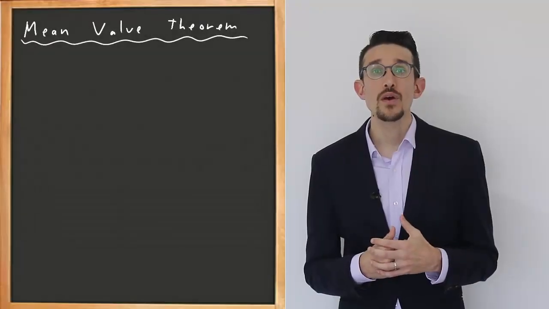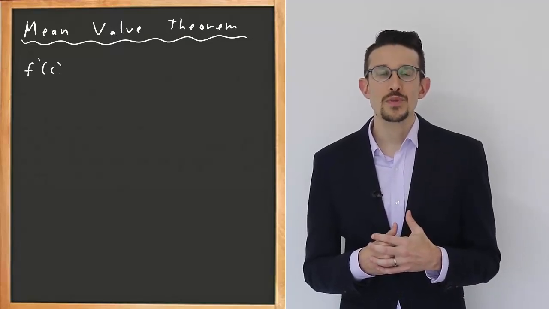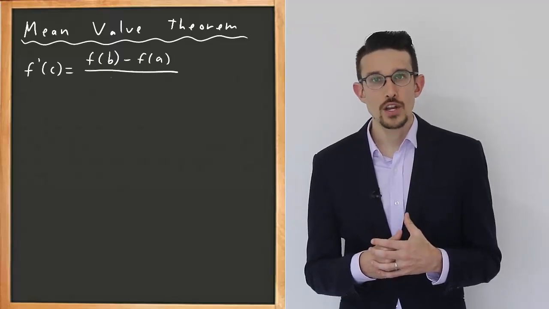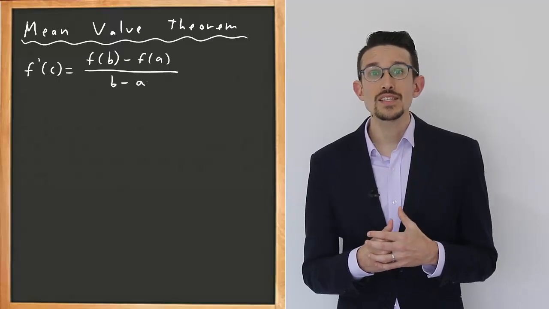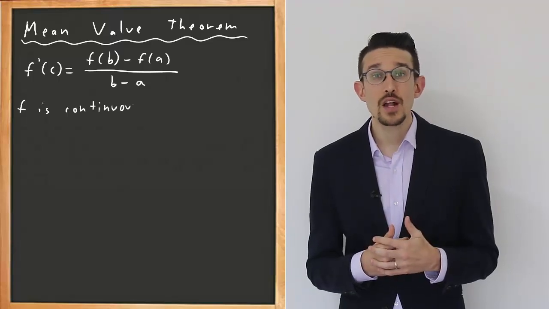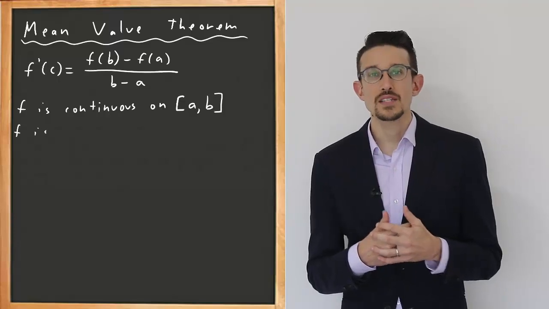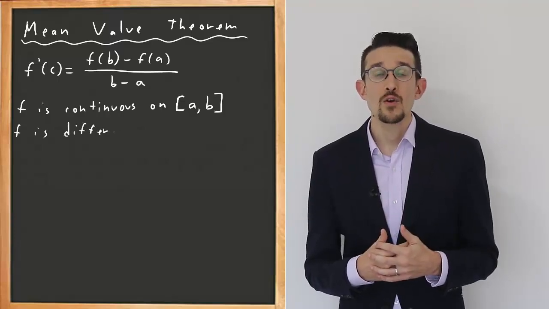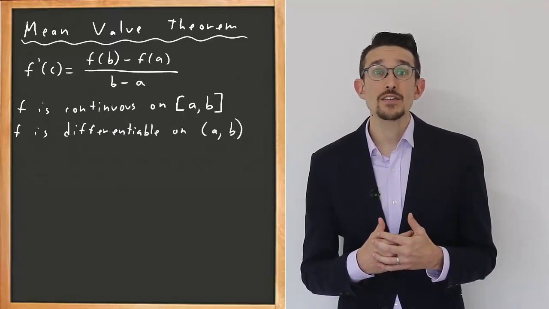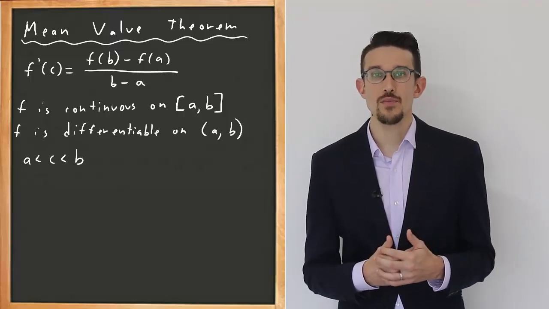The mean value theorem is one of the most important ideas in calculus. Essentially, the mean value theorem tells us that for a continuous function, the average rate of change on an interval must equal the instantaneous rate of change somewhere in that interval. In math terminology, we're saying that f'(c) is equal to (f(b) - f(a)) over (b - a) for a function continuous on the closed interval from a to b and differentiable on the open interval from a to b, where c is between a and b.